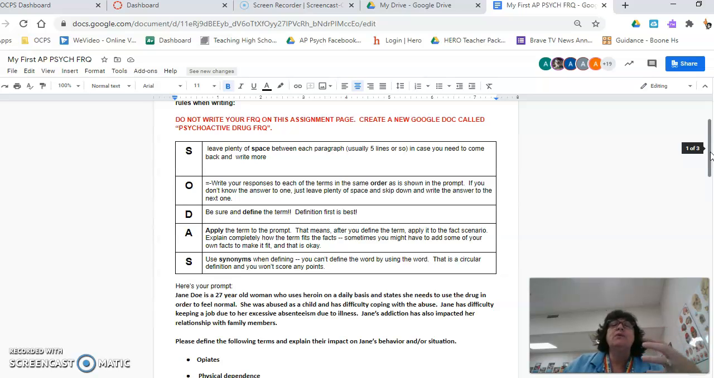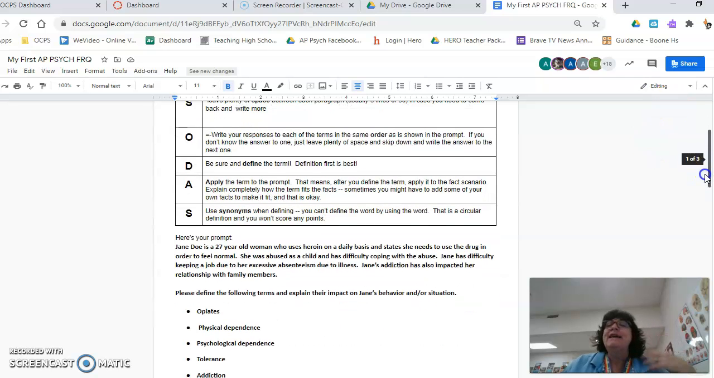It's not as important when we're doing them typed, because you can always go in and add space. But when you handwrite it, which is what you would do for the exam, you need to leave plenty of space, because the second letter is O for order. In psych, they want your answers in the order of the prompt, so that when they look at your answer, it matches the rubric. Opiates are first, physical dependence second, psychological dependence third, tolerance fourth, and addiction fifth. It should be in that same order.